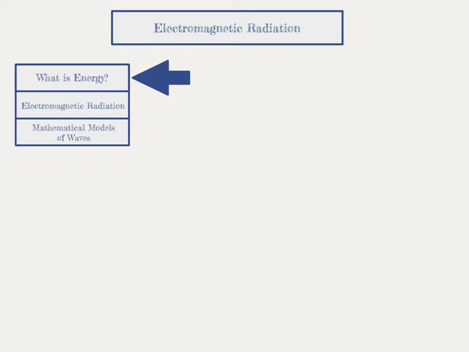In this video, we're going to talk about electromagnetic radiation as it applies to a chemistry class. But first, we need to talk about what energy really is. Energy is technically defined as the ability to do work. In physics, work is defined as a force that's applied over a distance. We can think of this as pushing a box with a force some distance x.